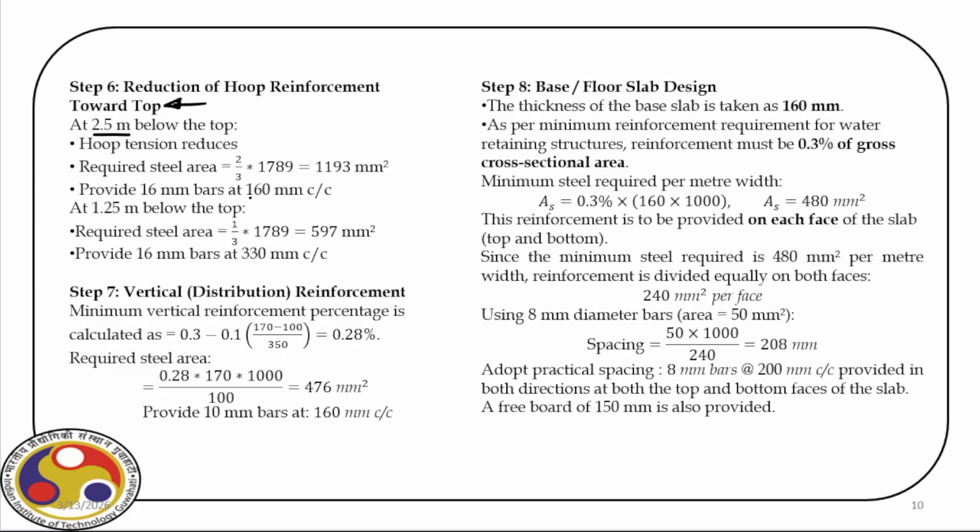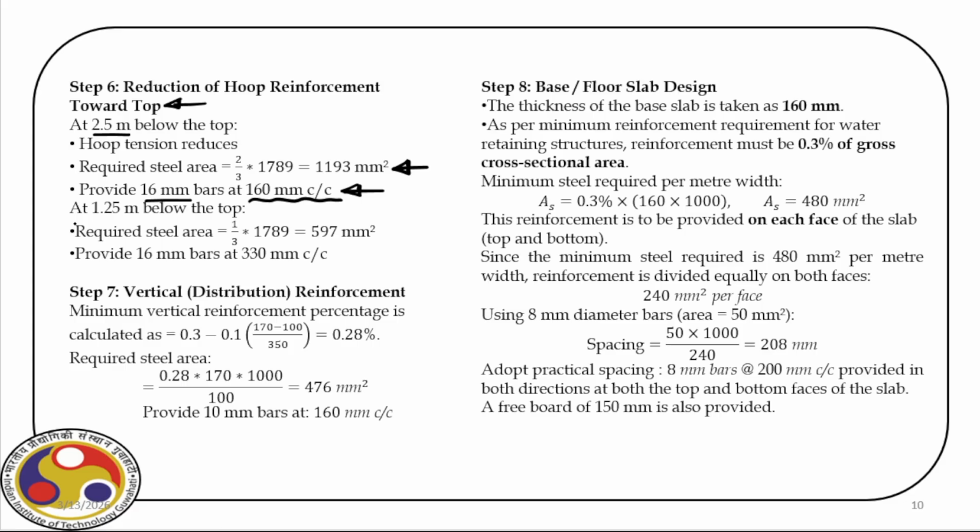So hoop tension reduces, and the required area of steel we can calculate from the maximum area, and it is 1193. So we provide 16 phi, the same bar, but this time with a spacing of 160 millimeter. Just check the spacing that you can calculate. So up to the first 2.5 meter we provide 160 millimeter.